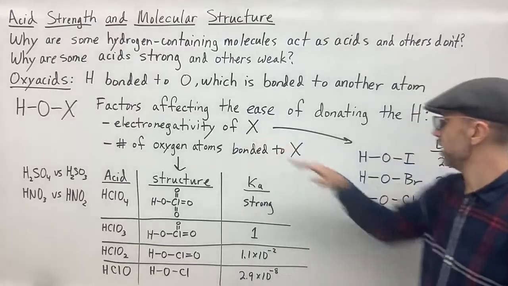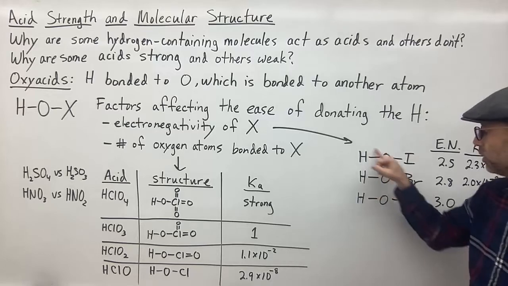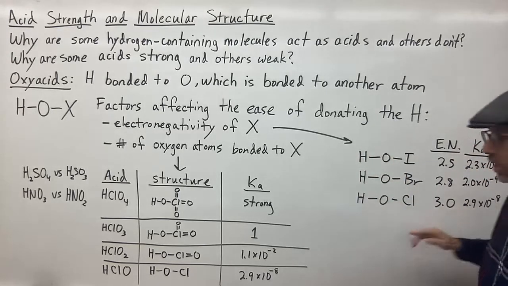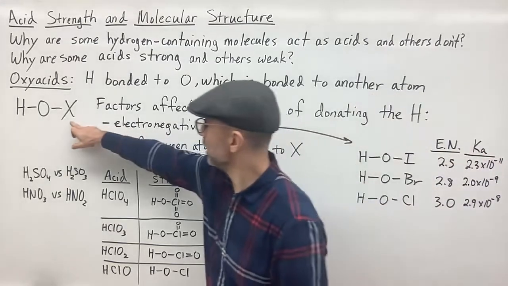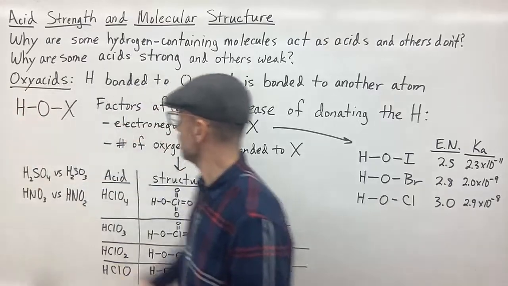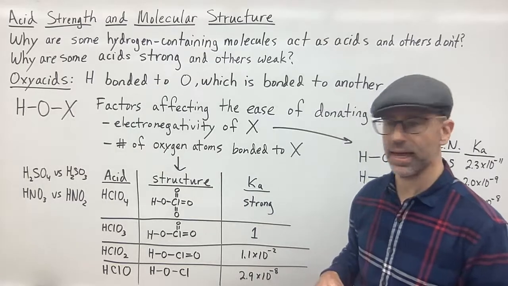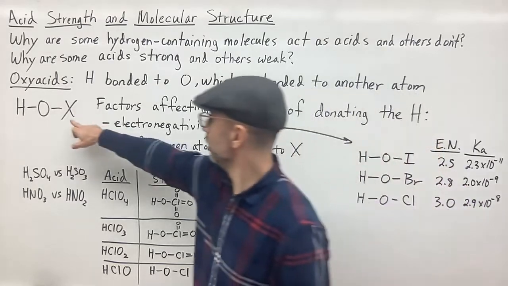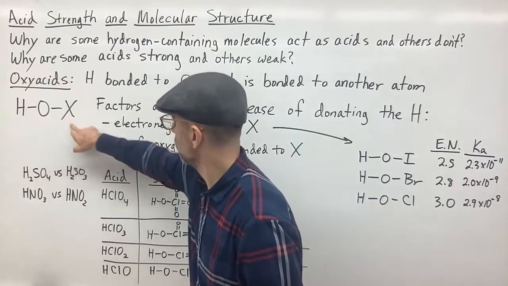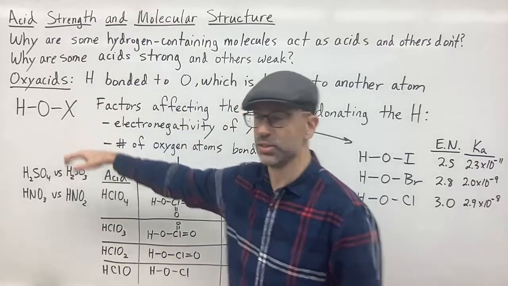So electronegativity of X will influence the ability to donate this proton. So again, the higher the electronegativity of this element here, the more acidic this hydrogen becomes. Well, what about the number of oxygens bonded to the X? So here we have X and we have OH here, but then what's bonded to the X? So here we're looking at the number of oxygens.